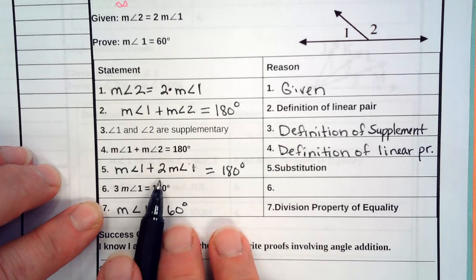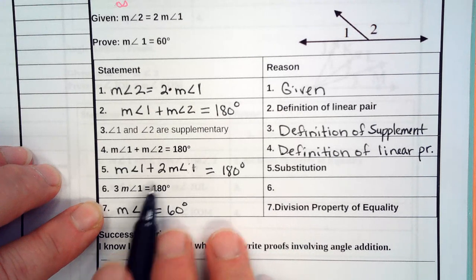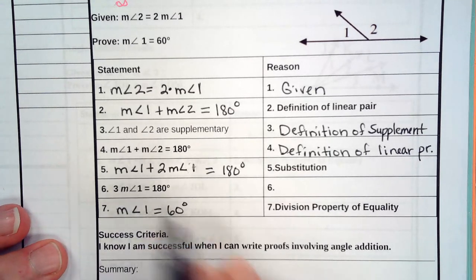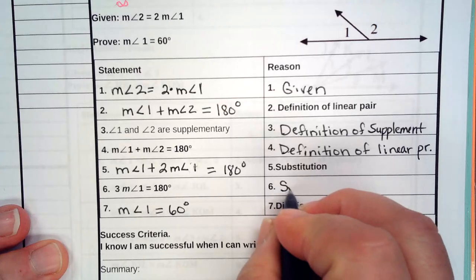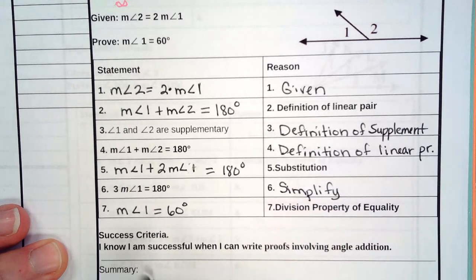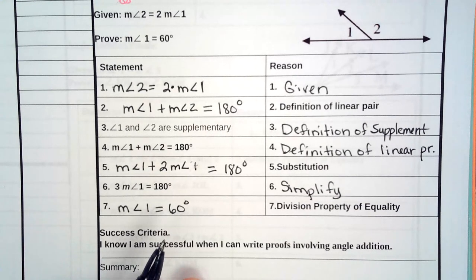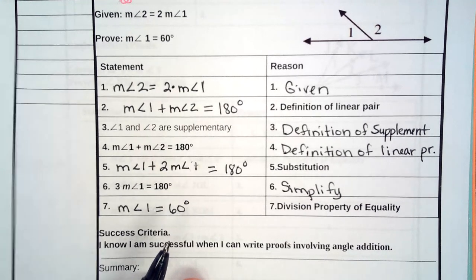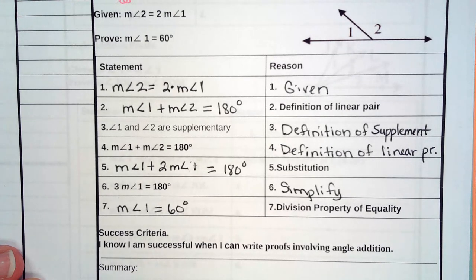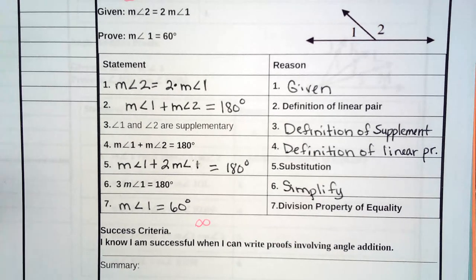The measure of angle 1 plus 2 times the measure of angle 1. I've got 3 times the measure of angle 1. What have I done? I've simplified. And then finally I get down to the statement, the measure of angle 1 is equal to 60 degrees. I've divided both sides by that 3. So, that was a fun one. Now it's done. Tell the reader I am done.